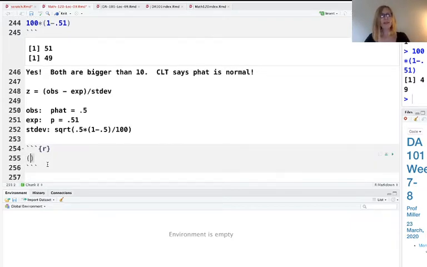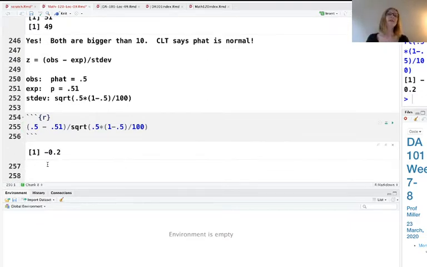Okay, on top, that's 0.5 minus 0.51 divided by all the bottom stuff. Square root of 0.5 times 1 minus 0.5 divided by 100. We've got a z-score here of negative 0.2. Did you get the right one? If you didn't, try again. You can see my work there. A couple of little pointers about this calculation that I've seen students make mistakes on before. For the standard deviation down here, that should be the population proportion.